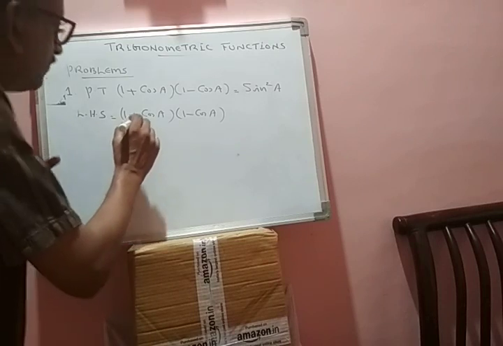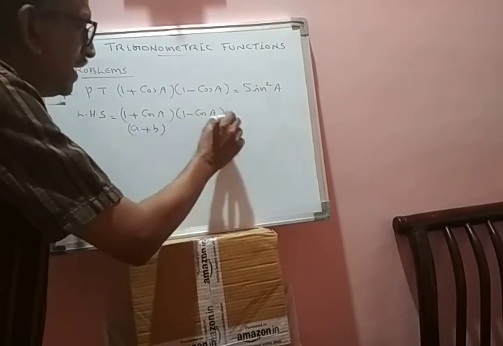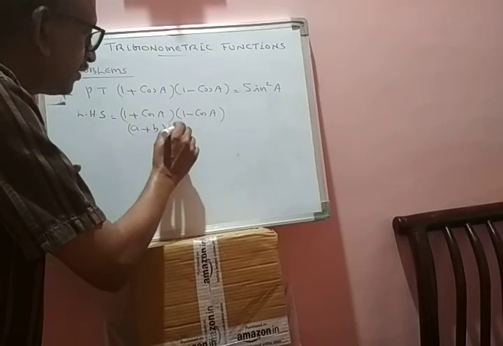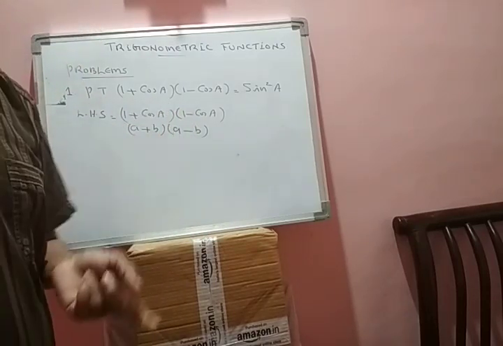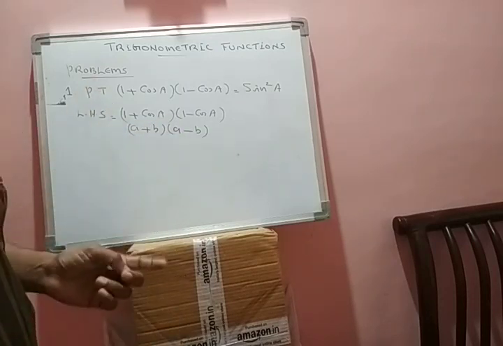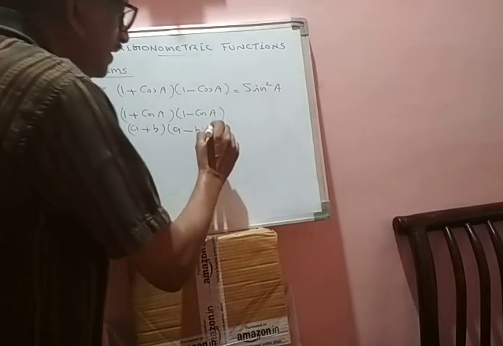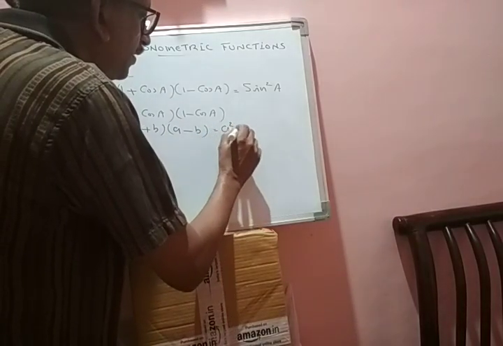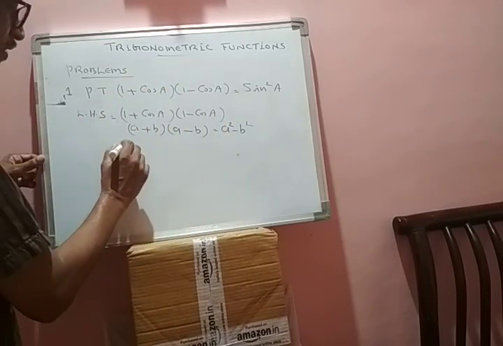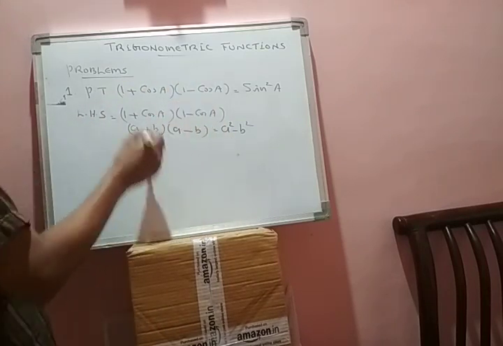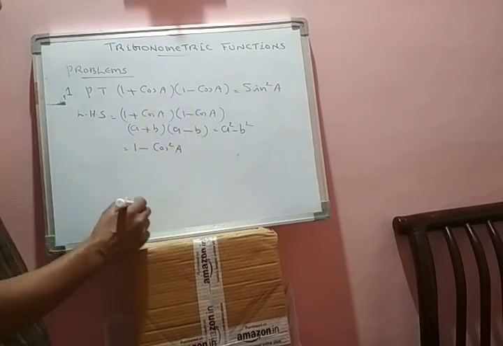This is A plus B. This is A minus B. 1 is A, therefore here A, minus cos A is B, A minus B. A plus B into A minus B is an algebraic identity. A plus B into A minus B is equal to A squared minus B squared. Here A is 1, therefore A squared is 1 squared, 1. Minus B is cos A, cos squared A. 1 minus cos squared A.